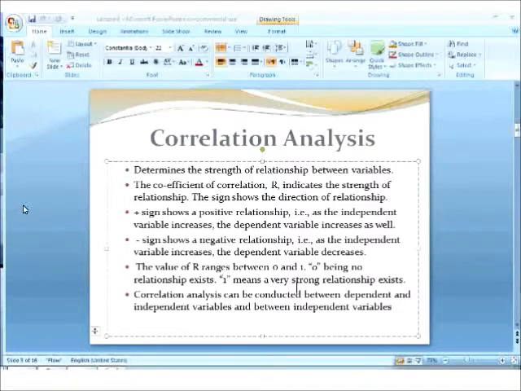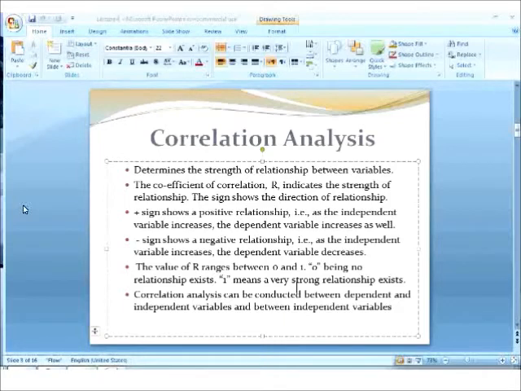The value of R ranges between 0 and 1. Now, if there is a 0 coefficient of correlation, it means there is no relationship between the two variables. Not at all. However, if it is 1, then it means the two variables have a very strong, a very significant relationship.